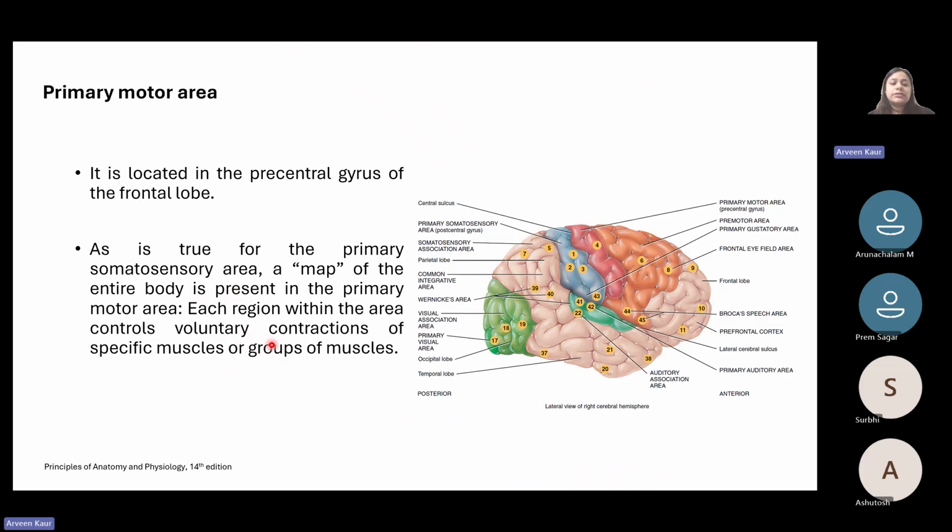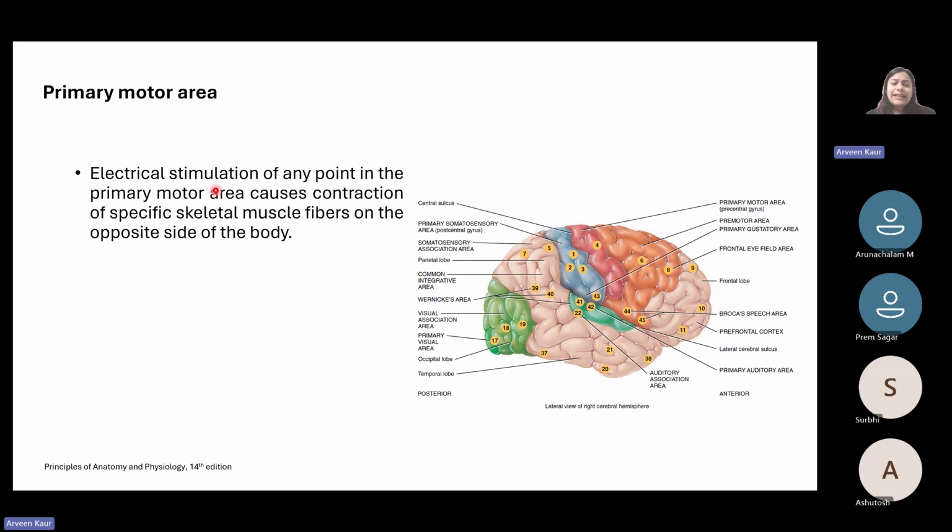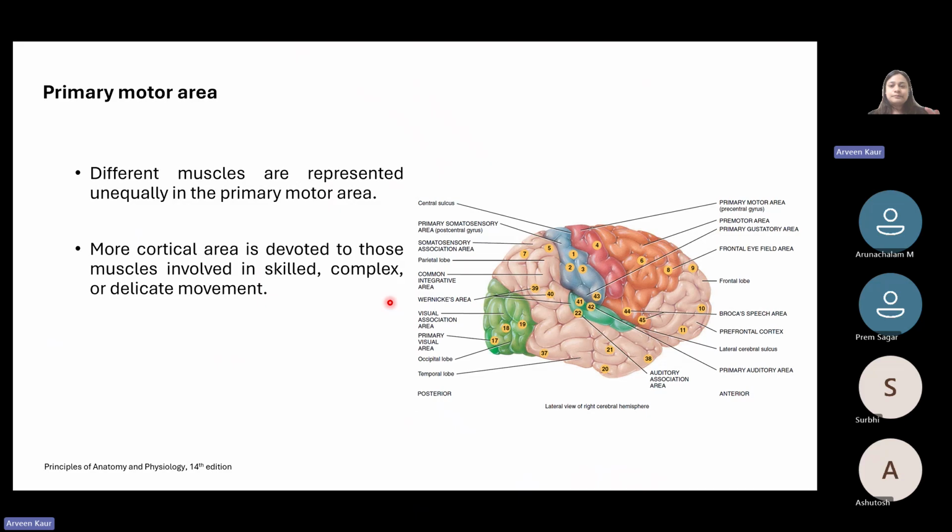Each region within the area controls voluntary contractions of specific muscles or groups of muscles, right? Electrical stimulation of any point in the primary motor area causes contraction of specific skeletal muscle fibers on the opposite side of the body. So these control fingers, hand, lips, tongue, etc. Everything is in this primary motor area itself. But the fingers and hand of my right side will be controlled by my left primary motor area in the brain, and vice versa, right?